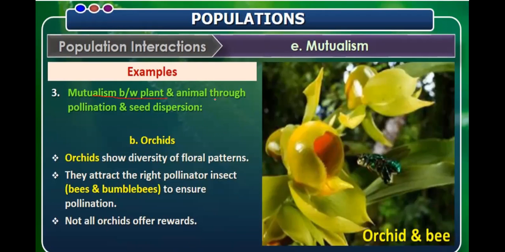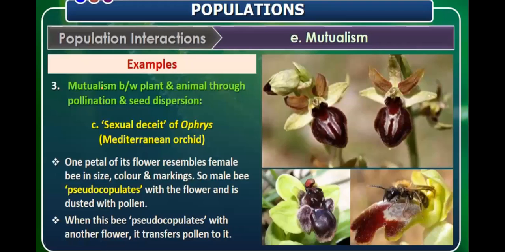Mutualism between plant and animal through pollination and seed dispersal. Orchid shows diversity of floral pattern. They attract the right pollinator insects, bees and bumblebees. Mutual pollination. Not all orchids offer a reward.